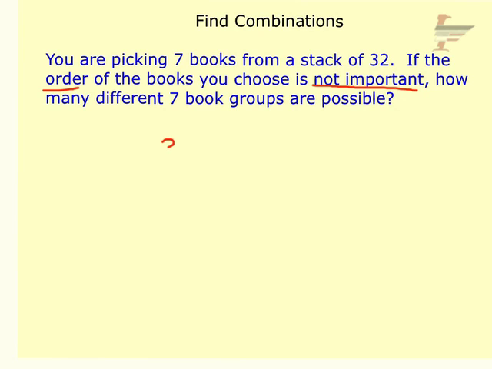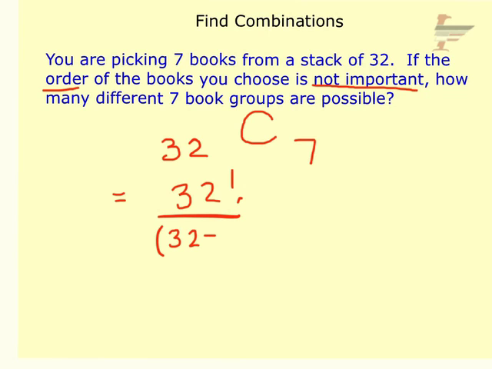Well, I have 32 books, and the order doesn't matter, so I'm going to use combinations, and I want to order 7 of those 32 books. So the formula says take 32 factorial divided by 32 minus 7 factorial, and then times another 7 factorial. So I'll give you a second to think about that.